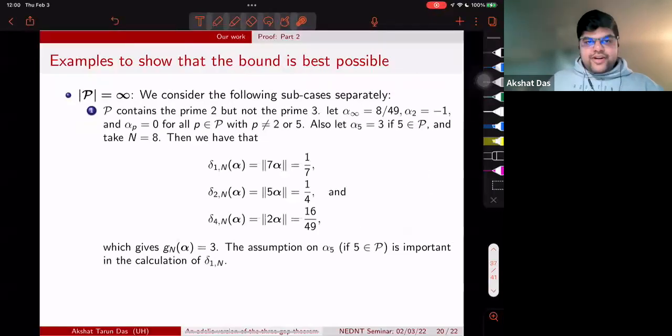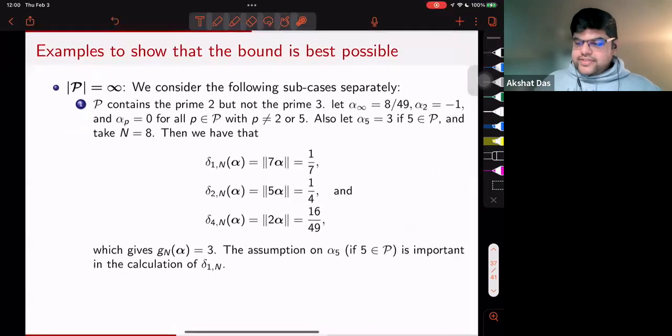Now comes the more tricky part, where the cardinality is not finite. So you can have any arbitrary collection of the primes. In this case, we have 4 different subcases. Here is the first subcase, where we assume that the set P has 2 but does not have 3. So it's going to be 2 and then any number of primes, but 3 is not in the set. Then the number at the Archimedean place is going to be 8/49. On the first non-Archimedean place, we'll have -1, and it's going to be 0 for all the others.